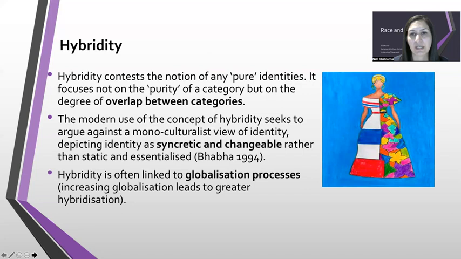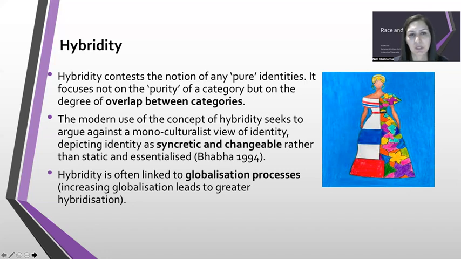Hybridity contests the notion of any pure identity. So there are no pure identities. It focuses not on the purity of categories, but on the degree of overlap between categories. A category can be anything, overlaps between race or class or culture. So it's an overlap between them, and there is no pure identity. You cannot say I'm from a pure culture. Each culture is affected and impacted by other cultures. The same is true of cultural beliefs among ethnic groups or cultural groups. They can have interconnectedness with each other.